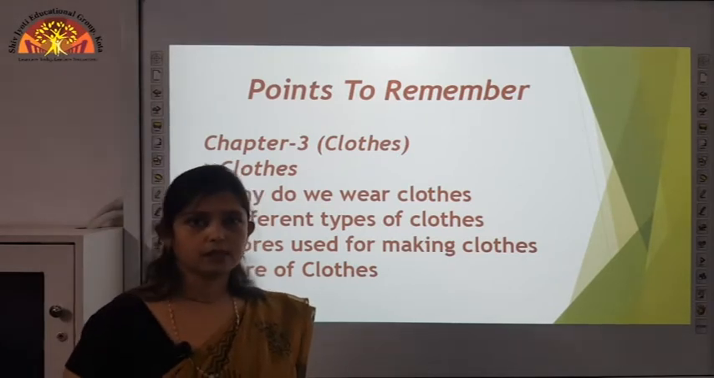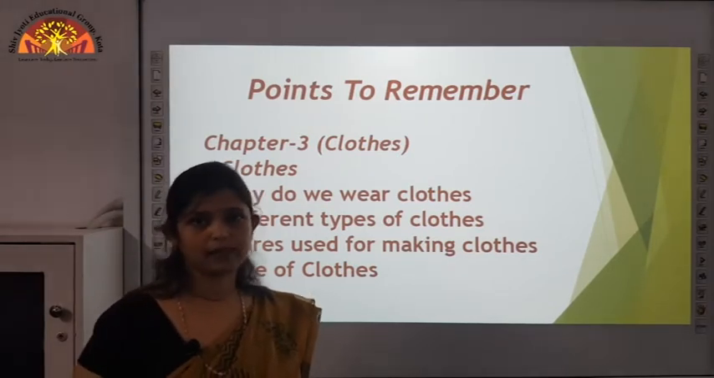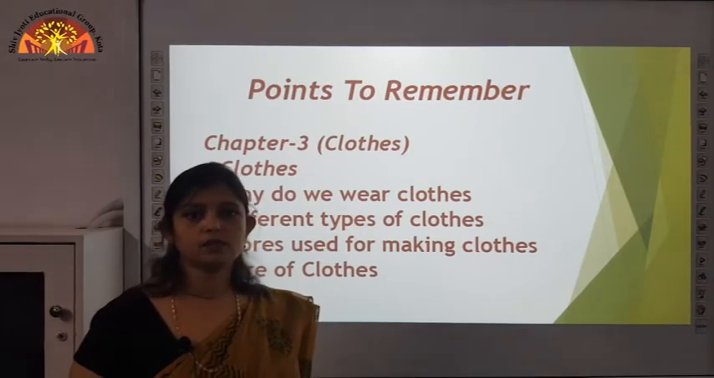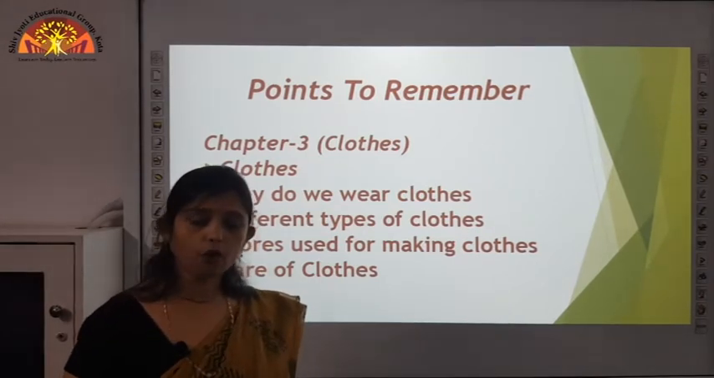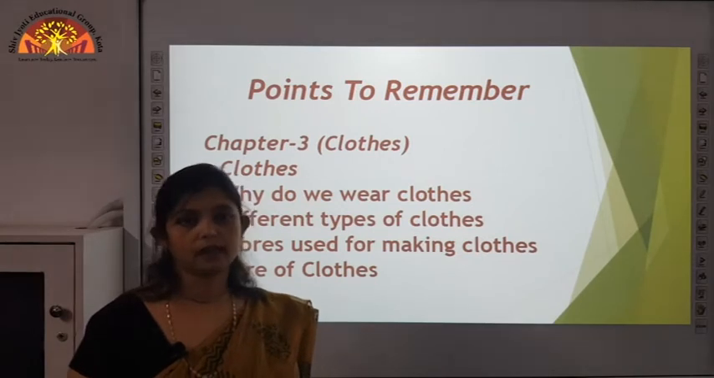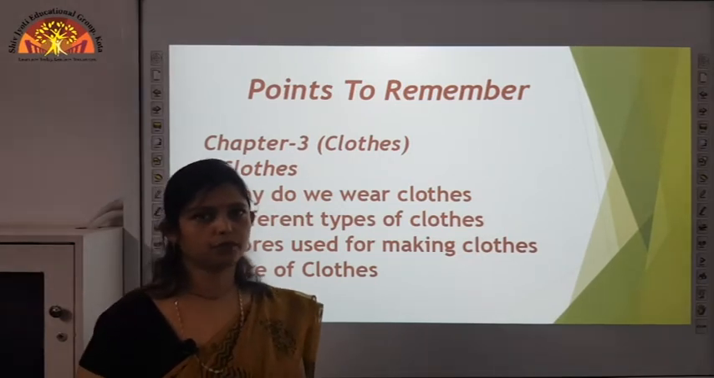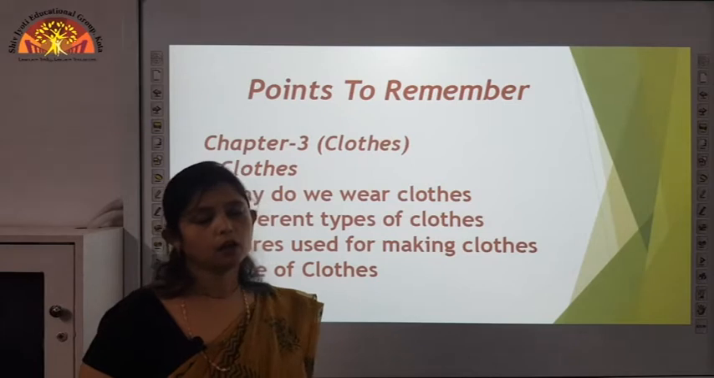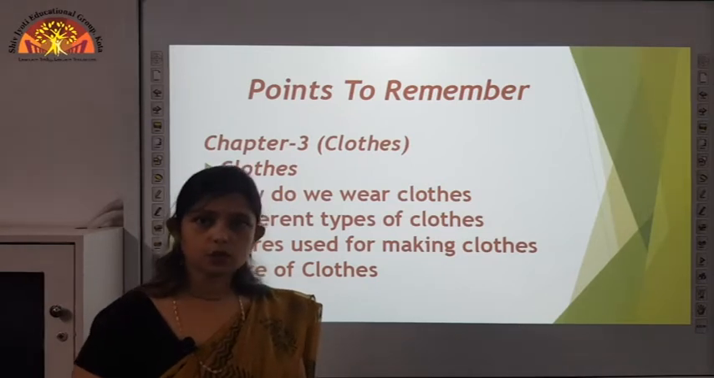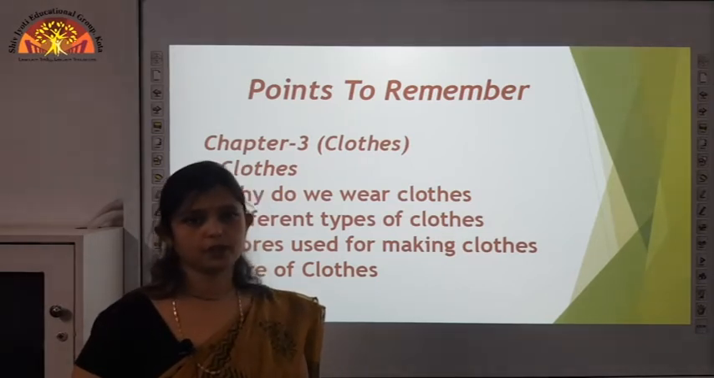Okay, so these are some of the ways. Some delicate clothes like silk and woolen clothes are washed with soft detergents, and they are stored properly. So these are some of the ways through which you can take good care of your clothes. So this was about the explanation part of this chapter.